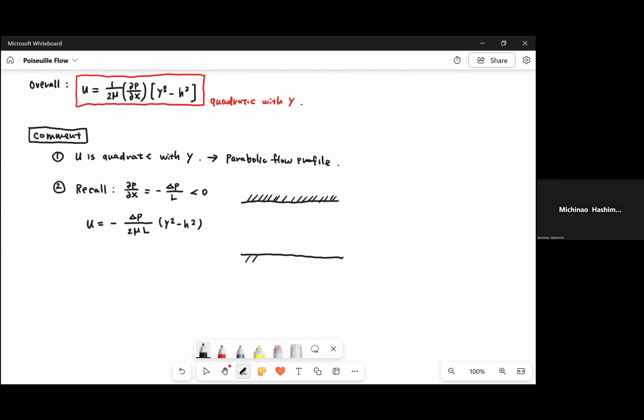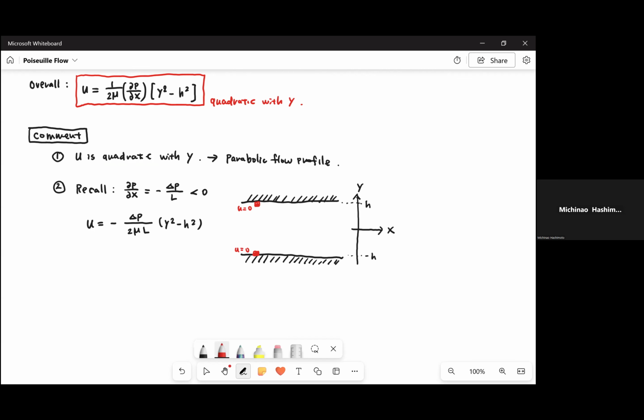So we do have two walls here. This is x, this is the y, at H and minus H. This is something that we sort of know from the beginning. Here are the H and the minus H. This is the no slip, so u equals 0 for these two points. It is no slip, right?